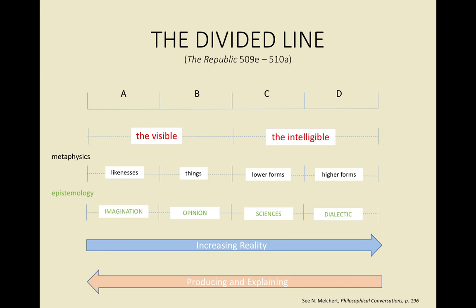So the divided line and Plato's theory of forms are related. One last piece we're not going to talk about today is Plato's allegory of the cave, also found in his big dialogue, The Republic, but we'll talk about that in a different lecture.